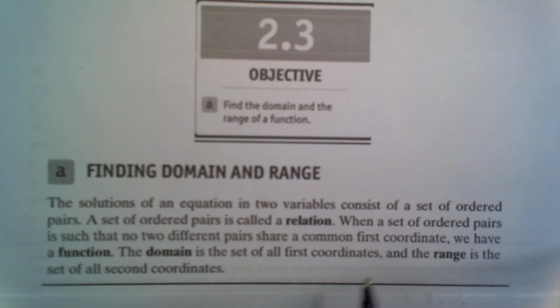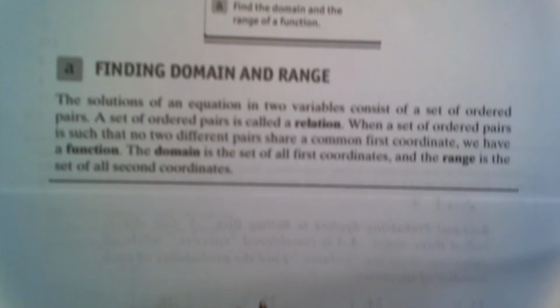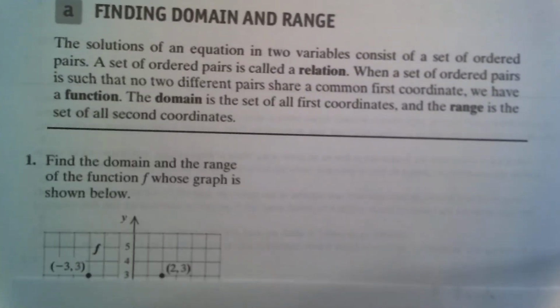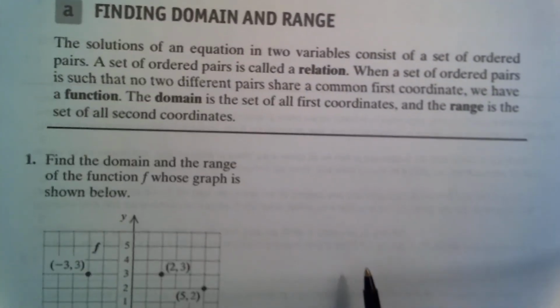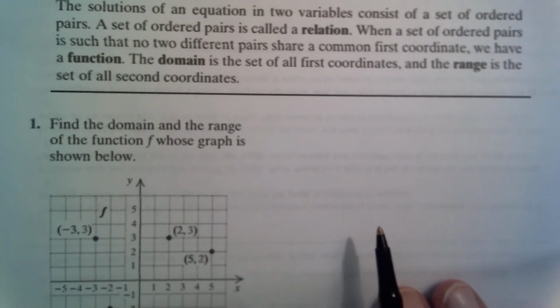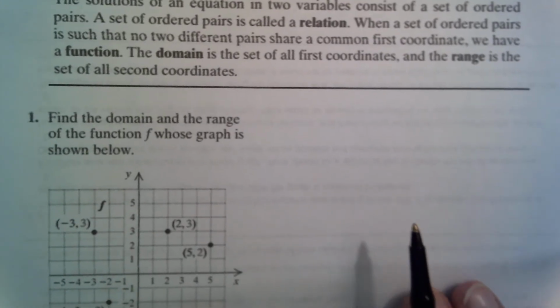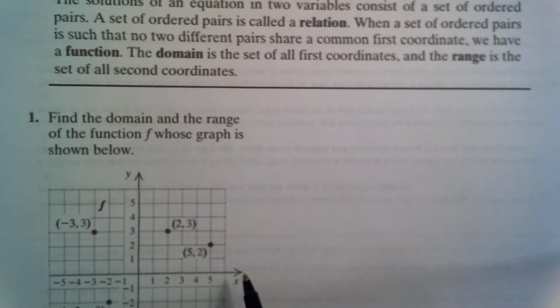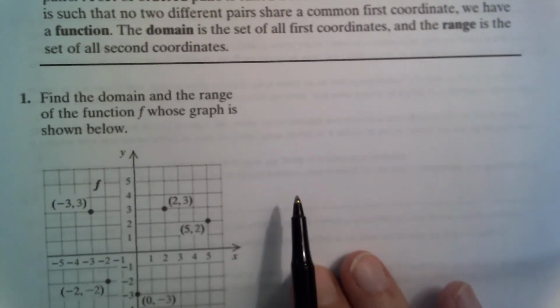When a set of ordered pairs is such that no two different pairs share a common first coordinate, we have a function. The domain is the set of all first coordinates, and the range is the set of all second coordinates. They may sound very abstract, but let's look at an example. So here's example number 1, which says find the domain and range of the function f whose graph is shown below.